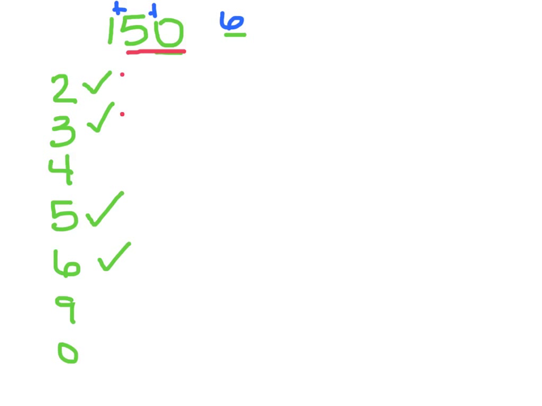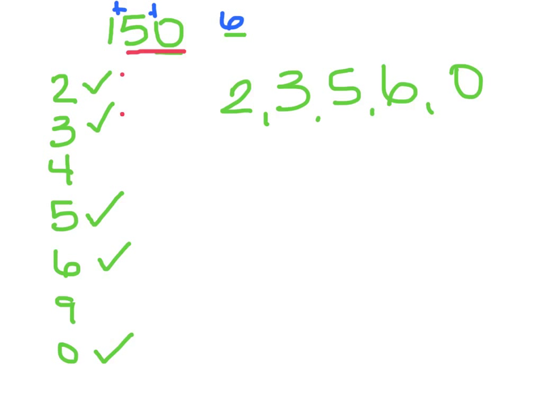And then for the number 10, you simply check to see if it ends in a 0, which it does. So this number is divisible by 2, 3, 5, 6, and 10. And if you wanted to, you could go through and check and make sure. I'm going to show you a couple of them just to prove it to you.